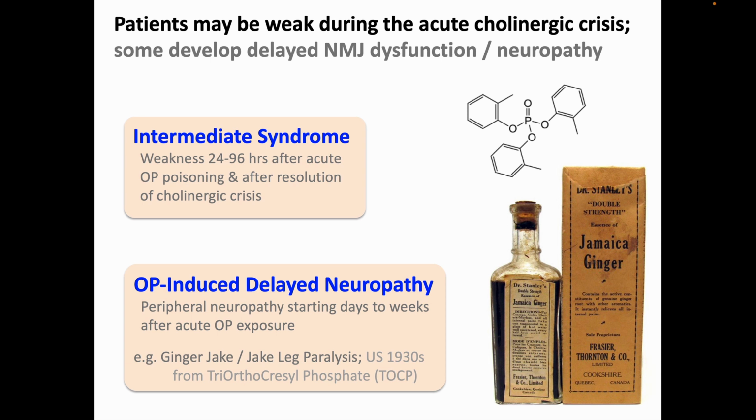Historically, there was a major outbreak of OPIDN in the United States in the 1930s during the time of alcohol prohibition. This event is sometimes called ginger Jake or Jake leg paralysis because there was an allegedly medicinal preparation of Jamaica ginger that people would consume since it had a high alcohol content and was legally available as a medicine despite the ban on alcohol. Some preparations of ginger Jake, however, contained TOCP, an organophosphate that caused a delayed peripheral neuropathy.